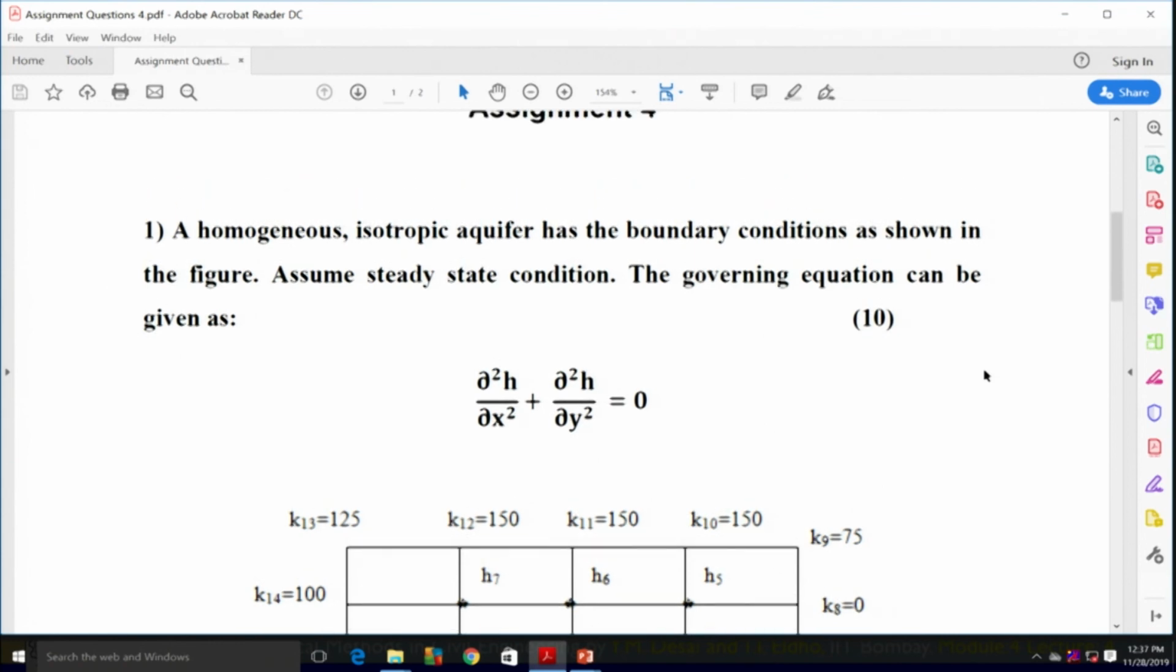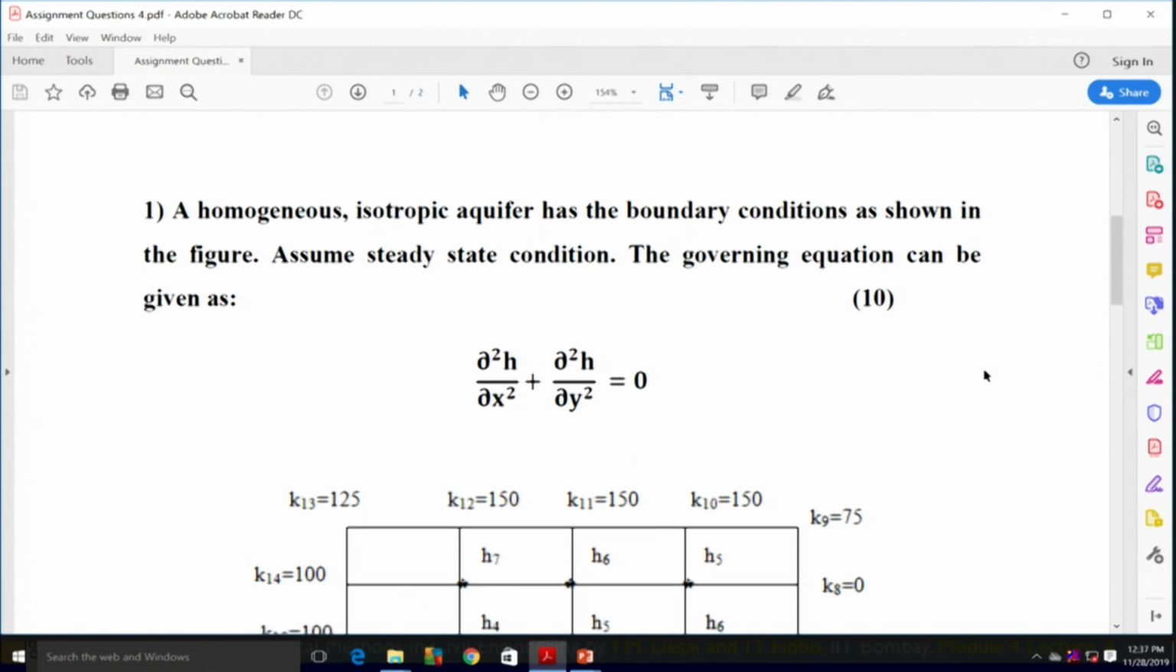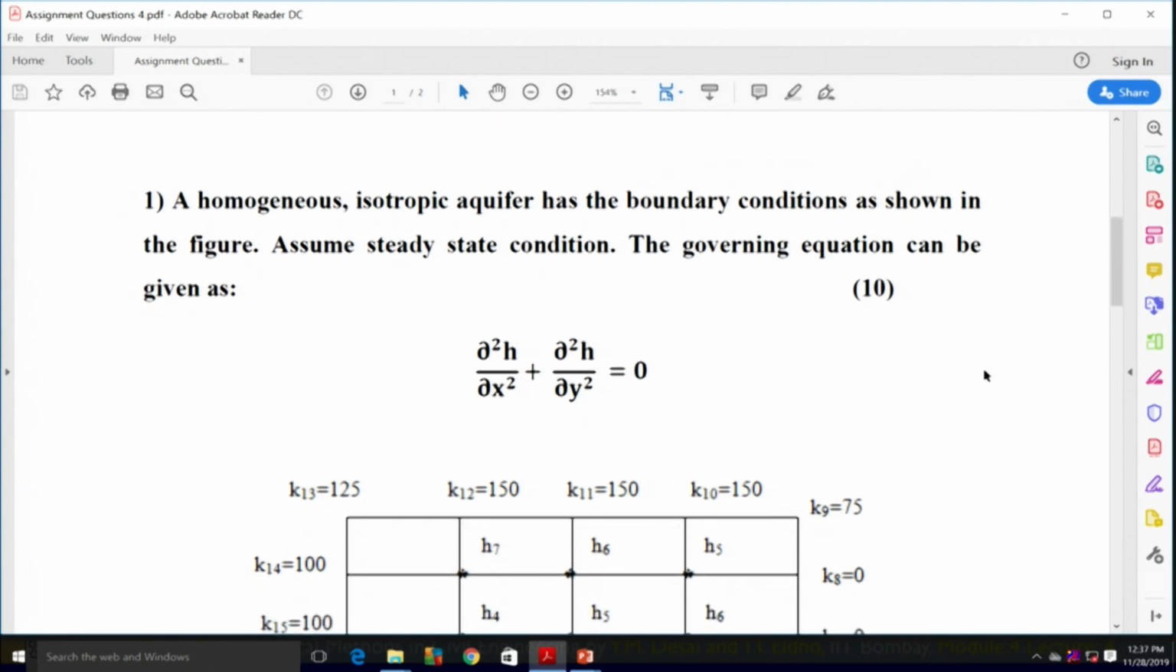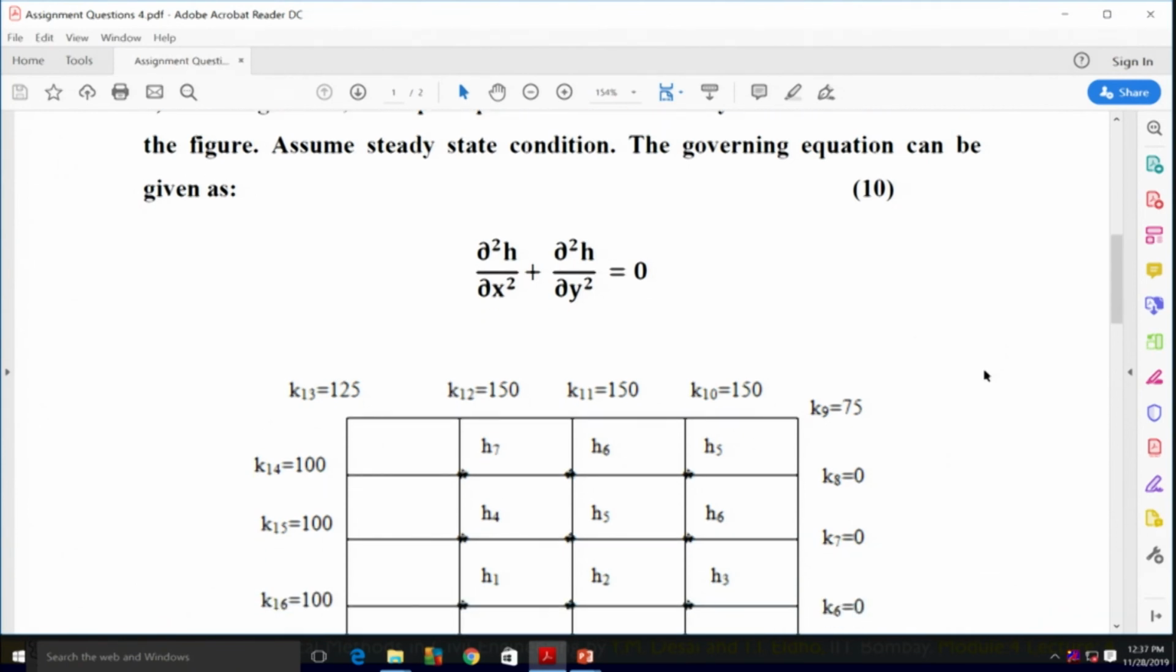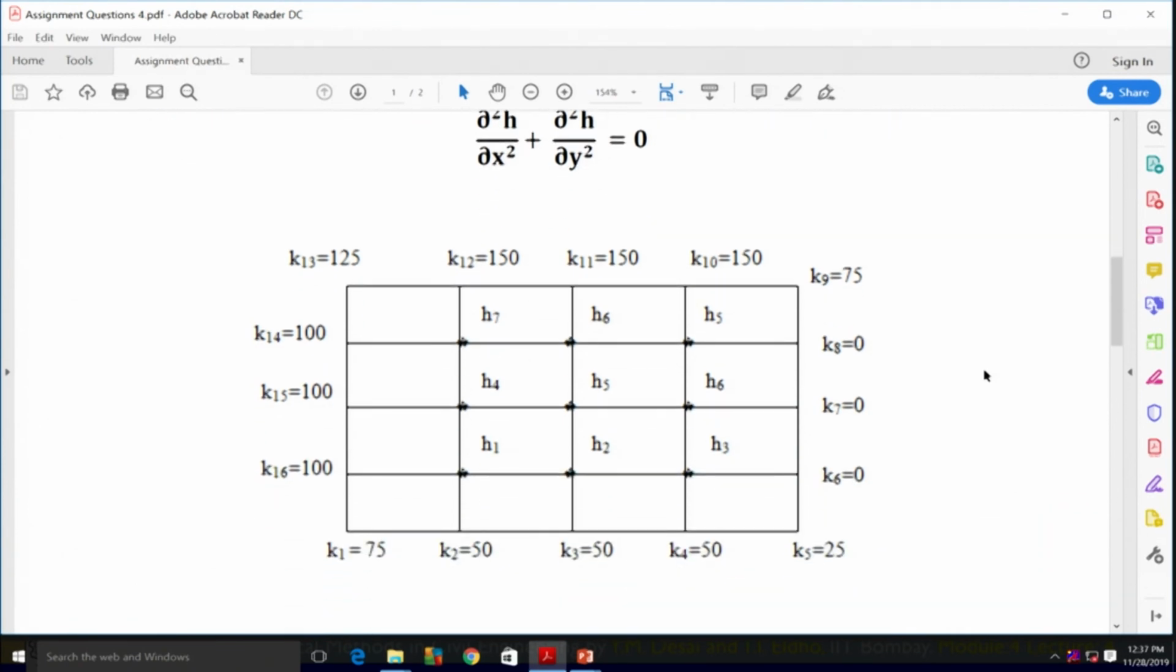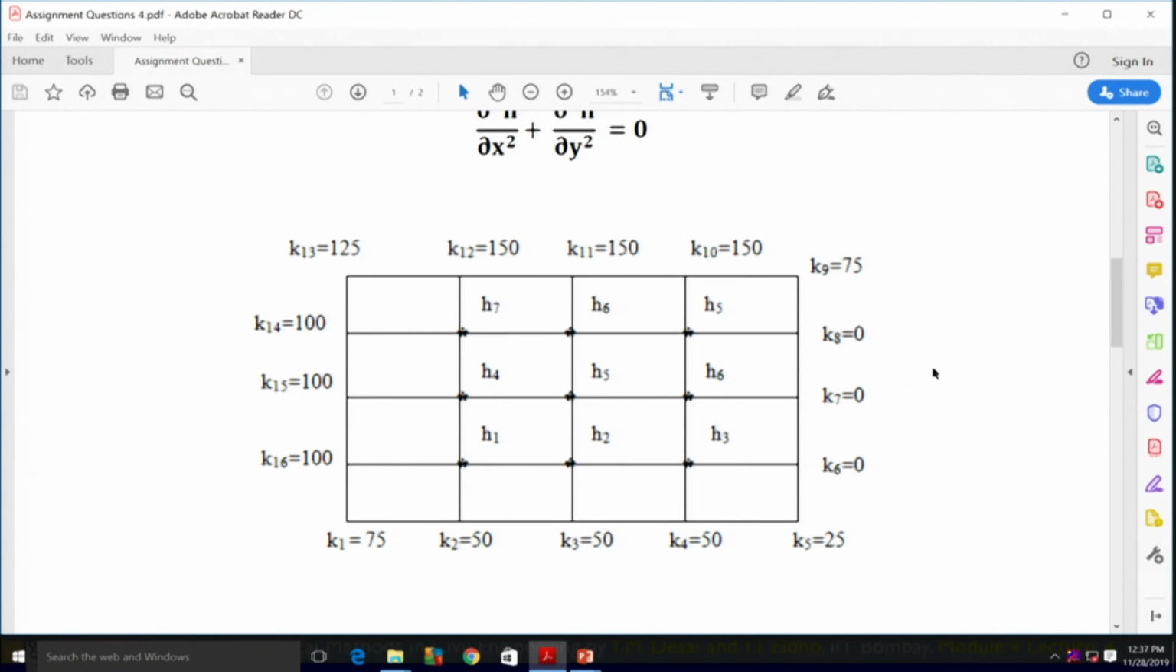Question number 1: a homogeneous isotropic aquifer has the boundary condition as shown in the figure. Assume steady state condition. The governing equation can be given as del square h by del x square plus del square h by del y square. So, this is a very simple problem as we have already seen earlier. These are the unknowns h1 to h9, so here the 9 unknowns are there. So, we can directly solve it by considering all these boundary conditions.